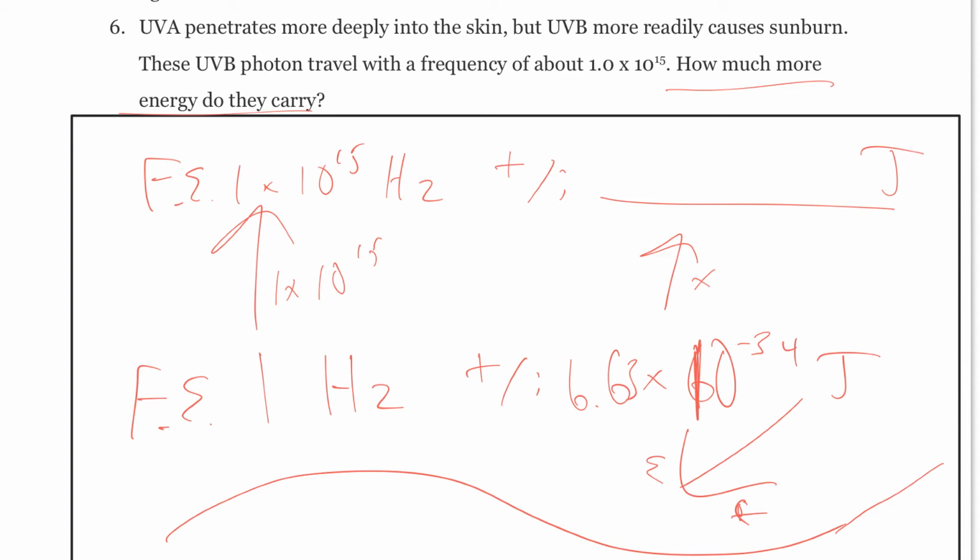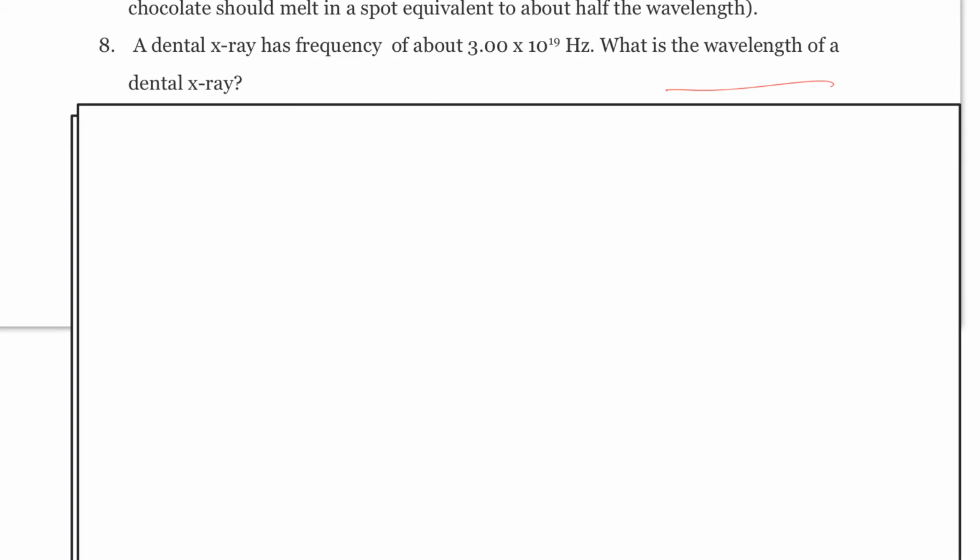So this is going to be times 1 times 10 to the 15th. It's very similar to the last problem that we did. This is going to be 6.63 times 10 to the negative 19th joules. Okay, and then the last problem is number 8. I know that one of the classes I said to do number 9, but that one's a little rough. So let's try number 8 here real quick.